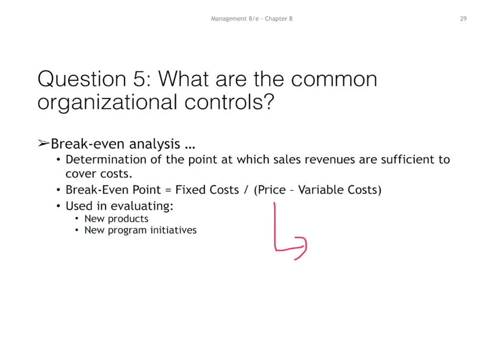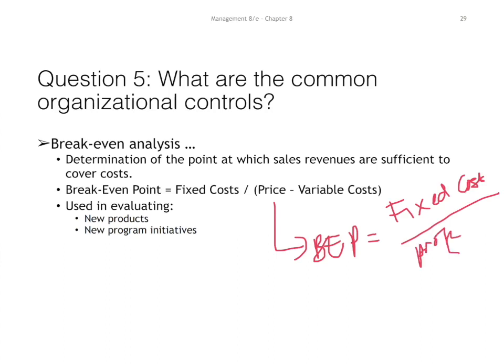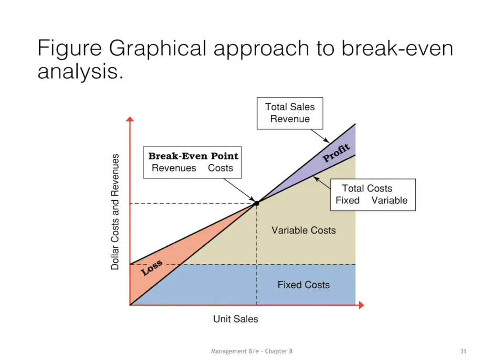We can see this formula. The break-even point is fixed cost per profit of every product. You can see this: price minus variable cost means the profit of every product. Okay.